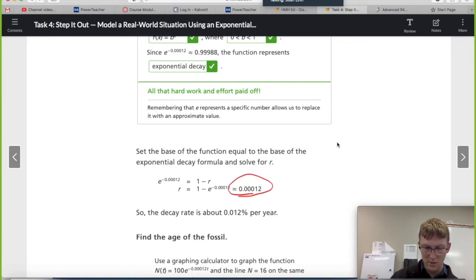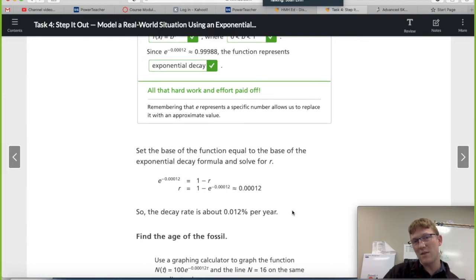this number right here. But remember, this is a percent. So when we actually write the decay rate, it is about 0.012%. We have to move that decimal point 2 over. So that's why it's 0.012% and not 0.00012%. So just keep track of that.